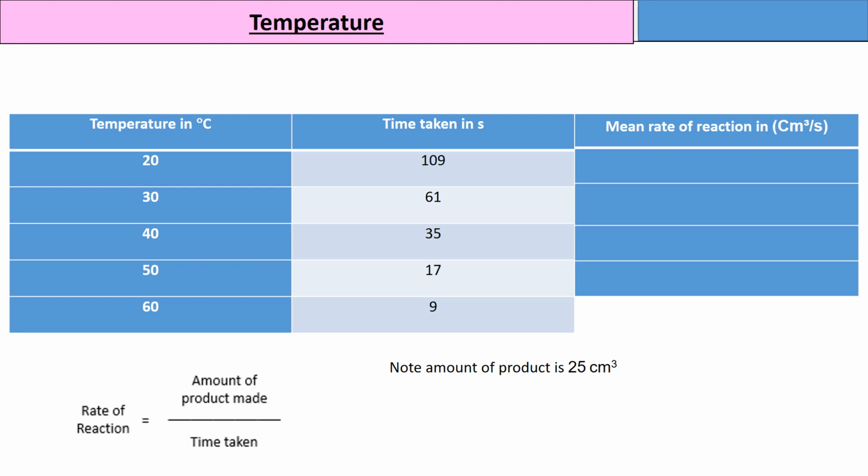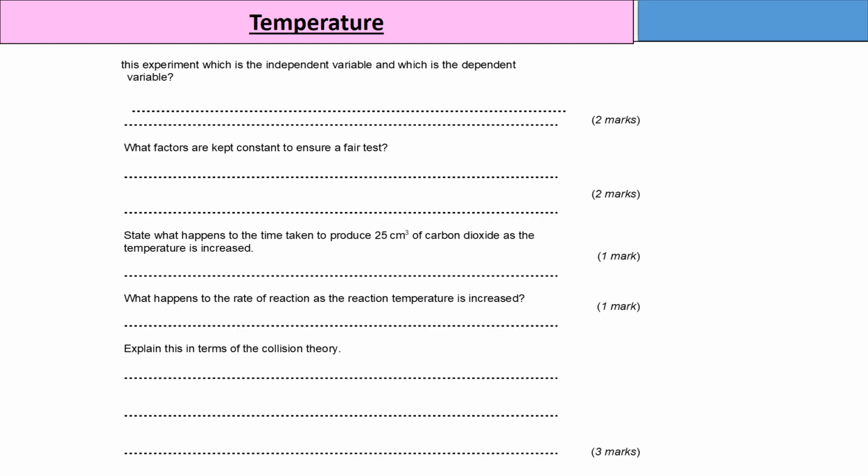Okay, hopefully you've managed to do that. Next up, unfortunately, it's a bunch of questions that I would like you to answer for me. Yay! In this experiment, which is the independent variable and which is the dependent variable? Mark each there, nice and easy. What factors are kept constant to ensure a fair test? State what happens to the time taken to produce 25 cubic centimeters of carbon dioxide as the temperature was increased. What happens to the rate of reaction as the temperature is increased? And explain this in terms of collision theory.